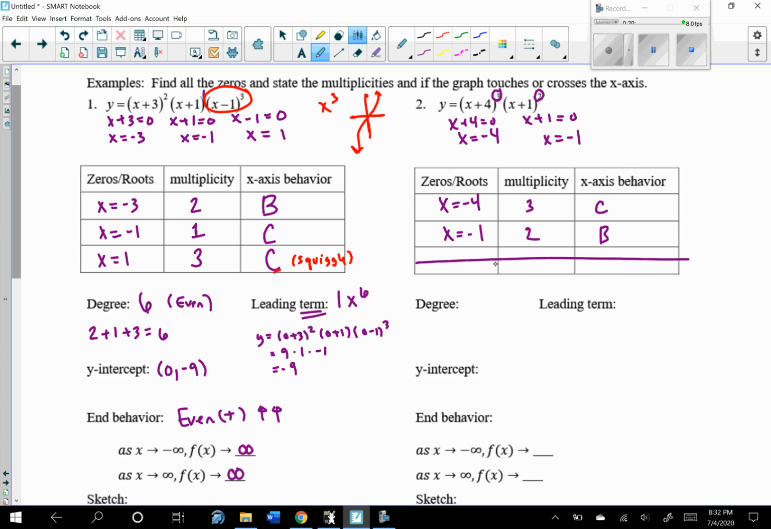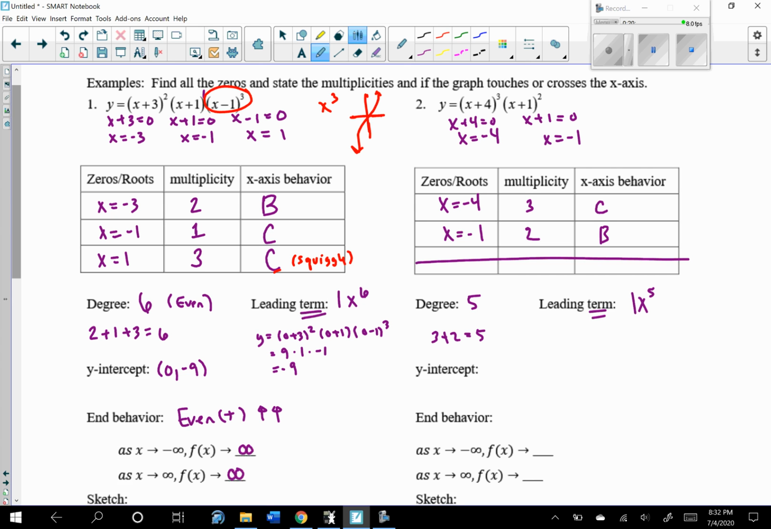So the degree, we add those multiplicities. 3 plus 2 equals 5. The leading term, think about multiplying this out. So there's no coefficients in front of those x's. So this would be like x to the third times x squared. So when you multiply something with the same base, you add the exponents. So 1x to the fifth.